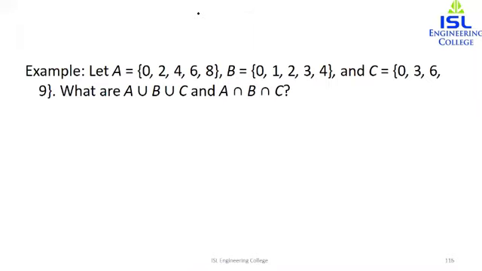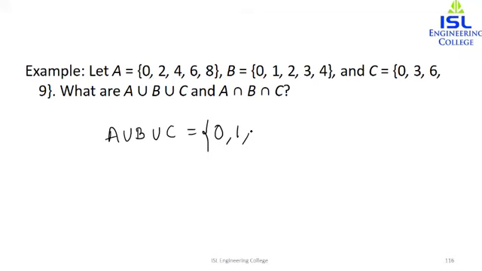Now, there is a problem. Let A be equal to 0, 2, 4, 6, 8, B is equal to 0, 1, 2, 3, 4, and C is equal to 0, 3, 6, 9. What is A union B union C? For A union B union C, we are supposed to take all the elements of A, B, and C, and if a few of them are repeated twice, you're supposed to take them only once. So 0 is in all of A, B, and C, so let's just write it once. Then let's look for 1. It is better to always have a set in some order, so let's look for 1. 1 is there.